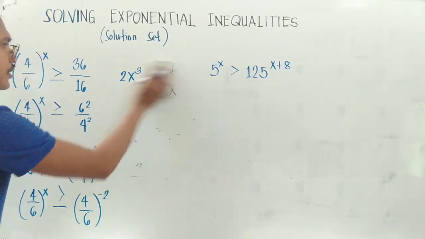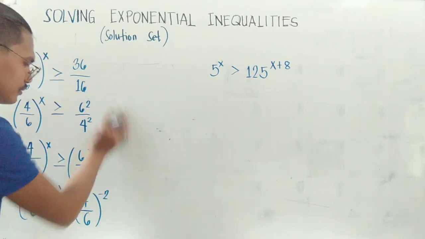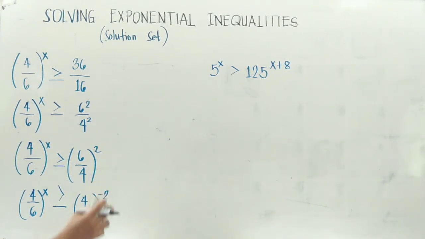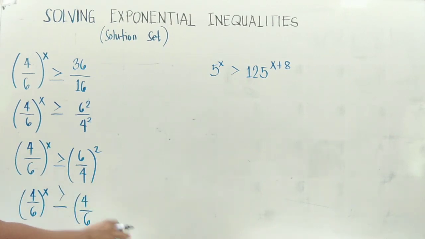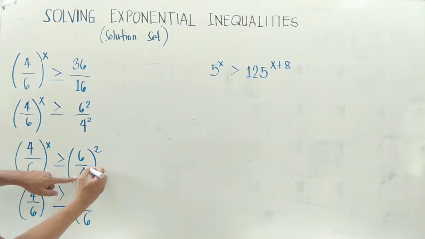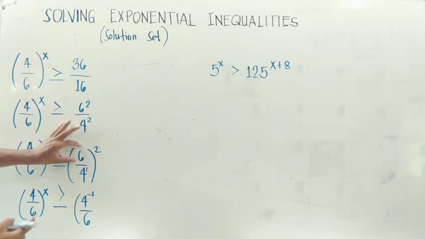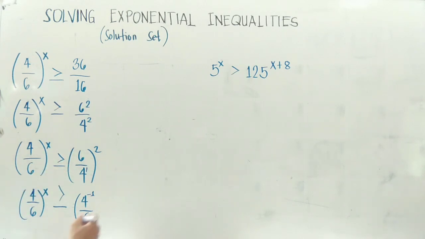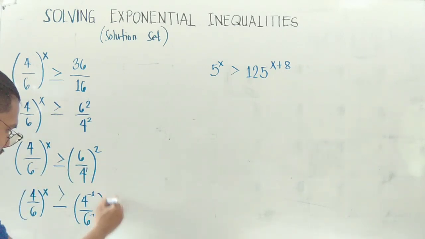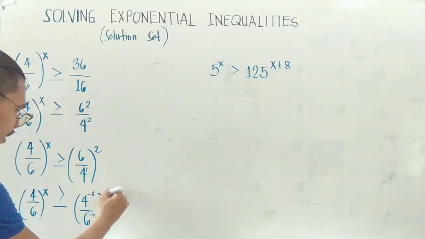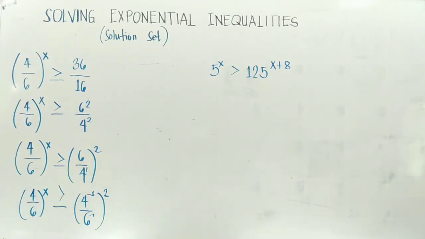So let us continue our example. I will rewrite it to make it more clear. From here, 4 has an exponent of 1, so it was transferred to the numerator. So that will be 4 raised to negative 1. And 6 on the numerator is transferred to the denominator, so that is 6 raised to negative 1, and the exponent outside is 2.